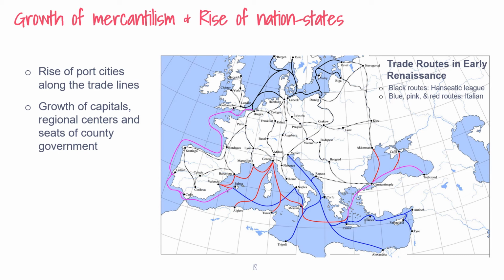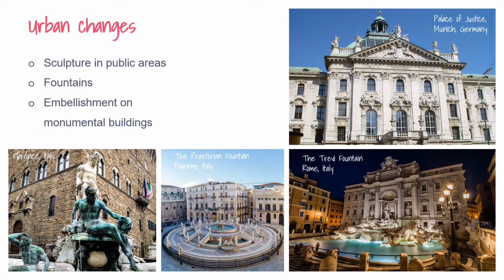Similarly, regional centers emerged to fill up the expanding hierarchical urban network. In addition to the growth of port and capital cities, Renaissance also had profound influences on the appearance and structures of cities, owing to the new forms of art, architecture, and urban planning.